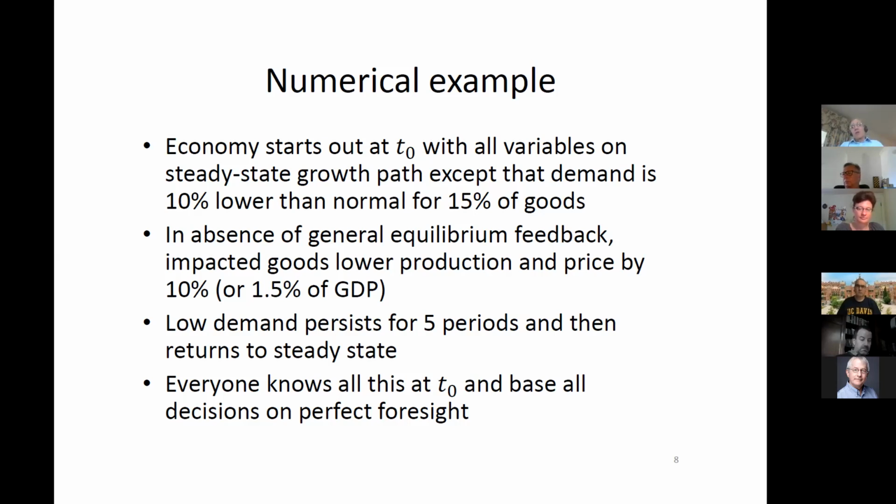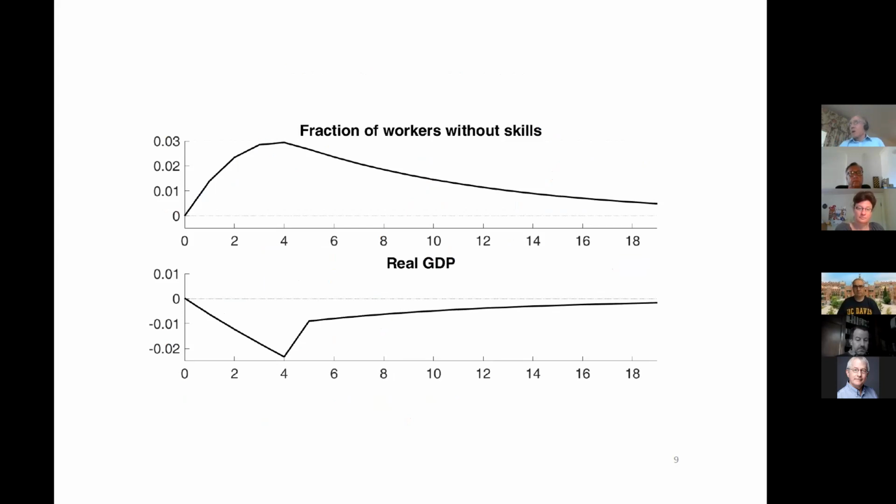And I'm going to assume for this example, the low demand is going to persist for 5 periods. Everybody knows that at time T naught. They know we're going to have low demand for 5 periods, and then we're going to return to steady state. And in this example, I'm going to assume the low demand also affects any new goods they could try to create over the next 5 periods. And so here's what that looks like.